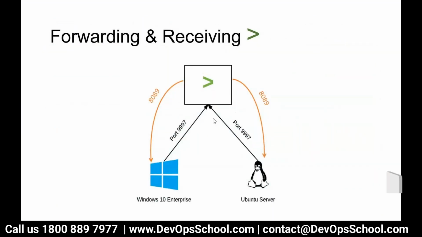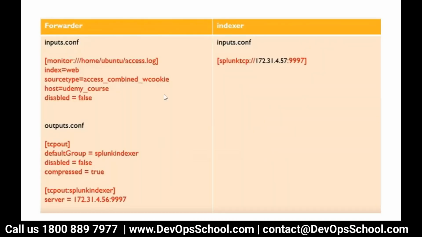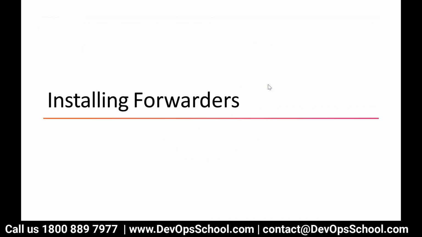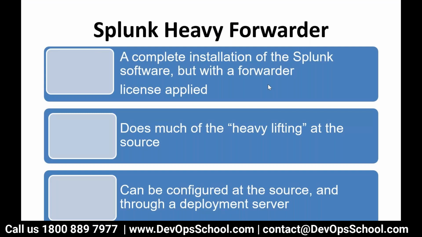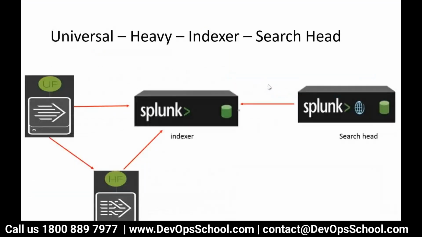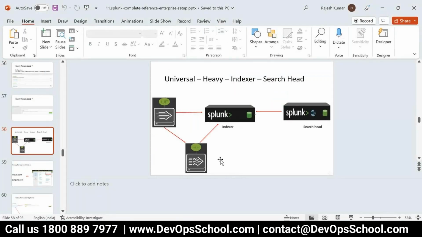Now port specification, this is the default port specification. Look at this, 8089, 9997 and so on. If you want to modify, I have shown you these files already, inputs.conf and outputs.conf, on forwarder and indexer. That installation is done.